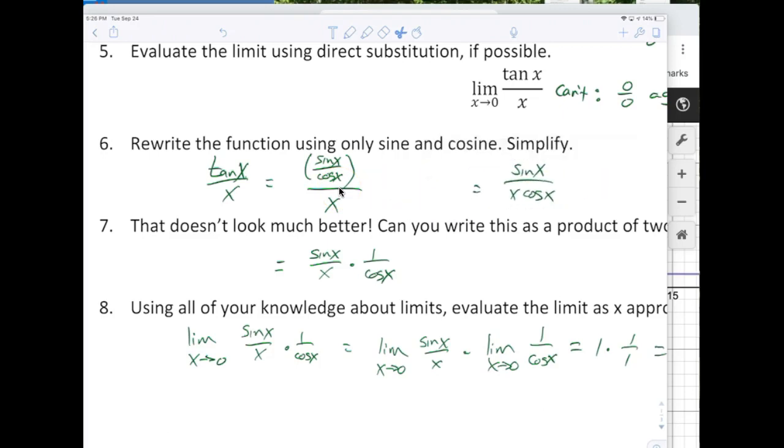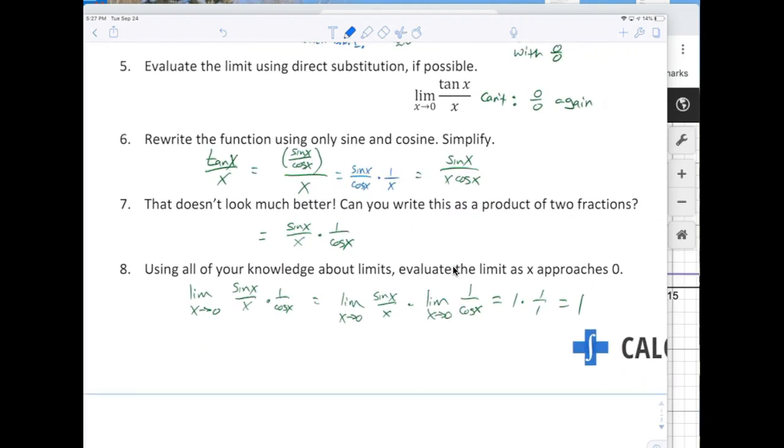I changed my division into multiplying by the reciprocal, which then turned into sine x over x cosine x, which doesn't look that much better, right? If you write it as a product of two fractions, though, I can separate out the sine x over x. And we actually did this one in a prior lesson.